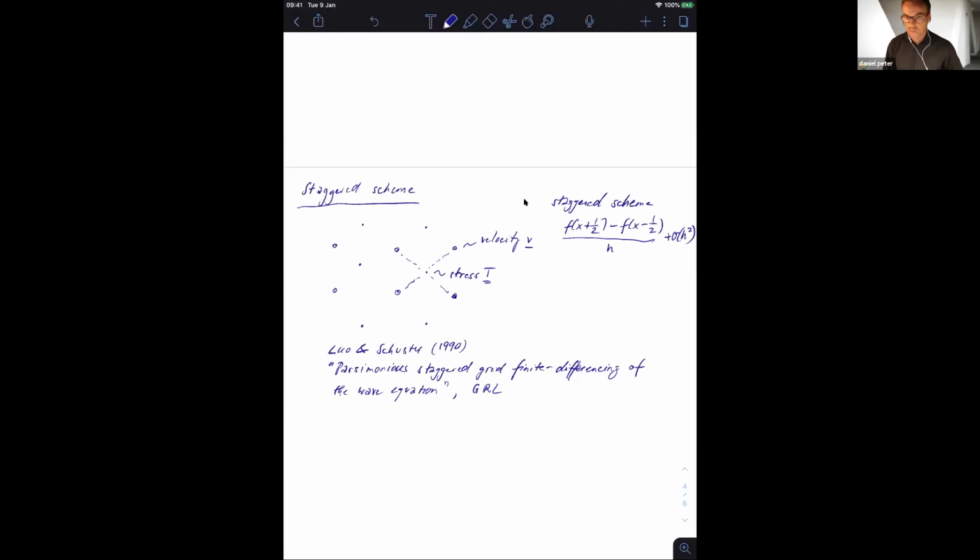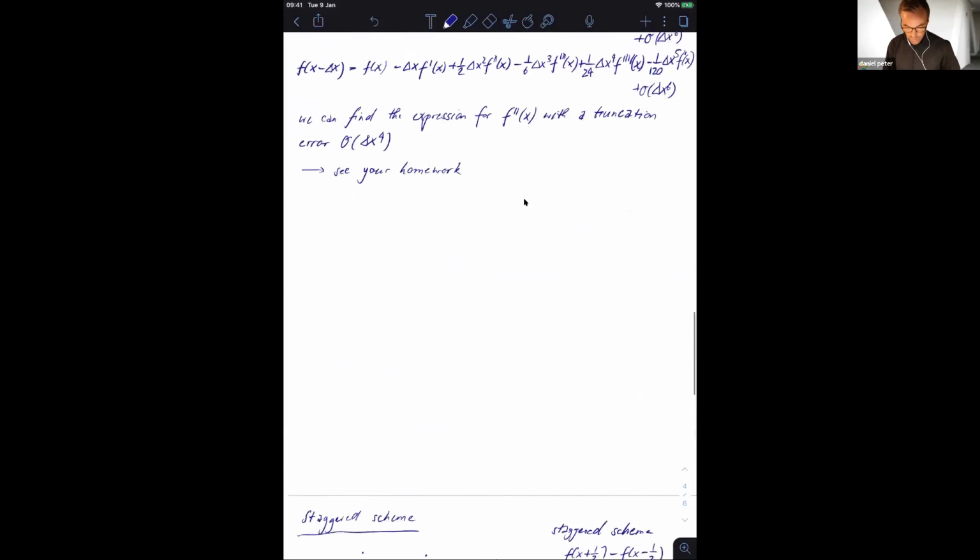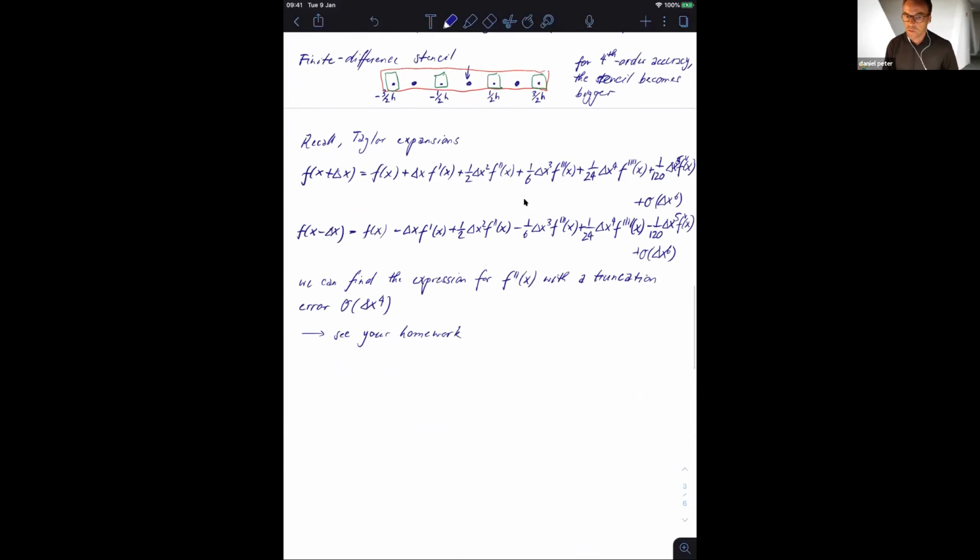So for this class, we don't really go further into these staggered schemes. What we'll implement is a non-staggered scheme, where you just evaluate it at these full increments. Use the neighboring points. So very simple, you derive it here with the Taylor expansions. And then you find a fourth order scheme, for example, for the second order derivative.